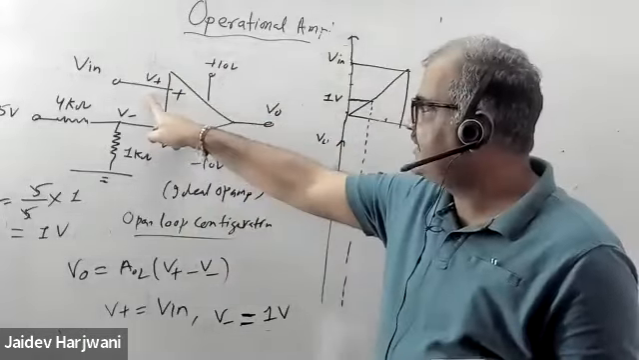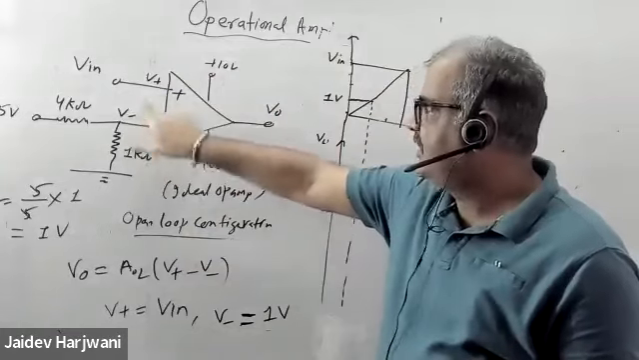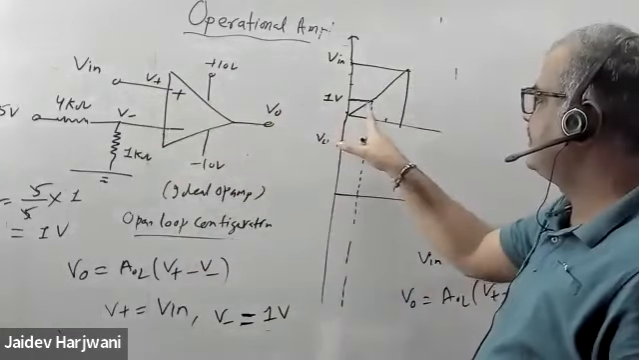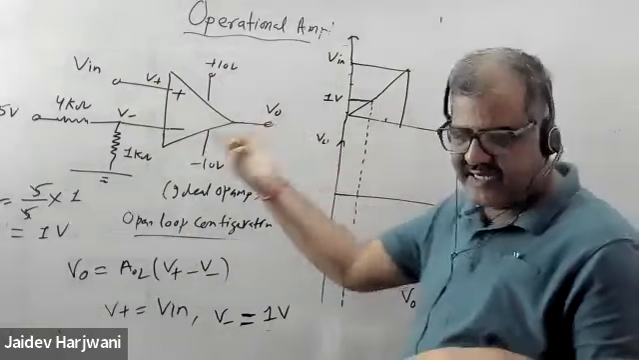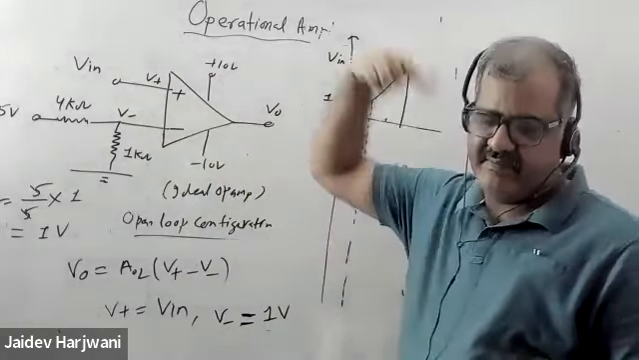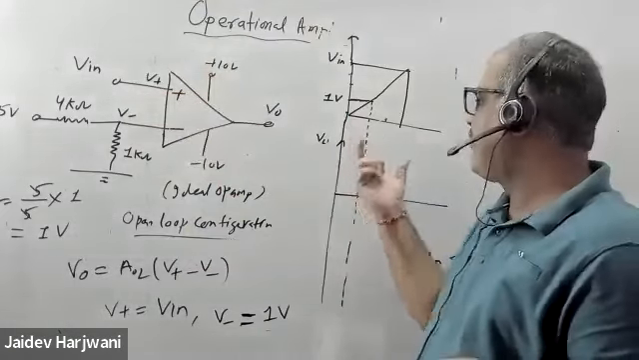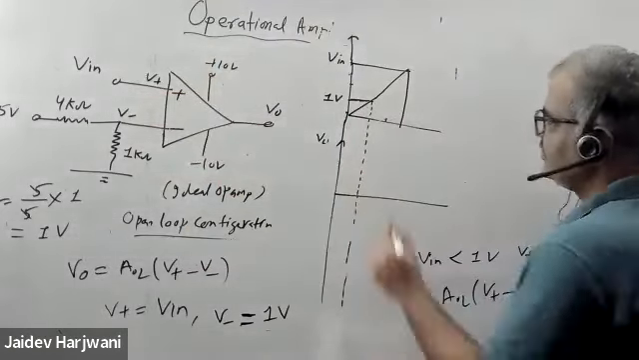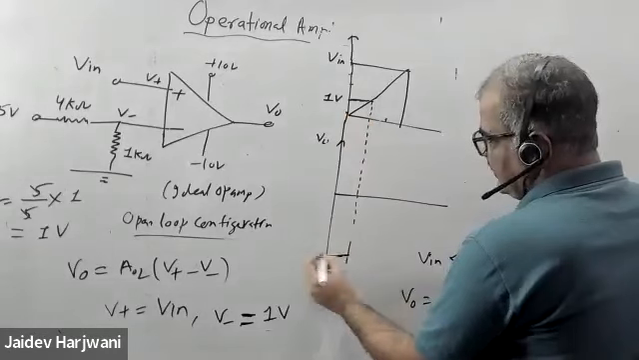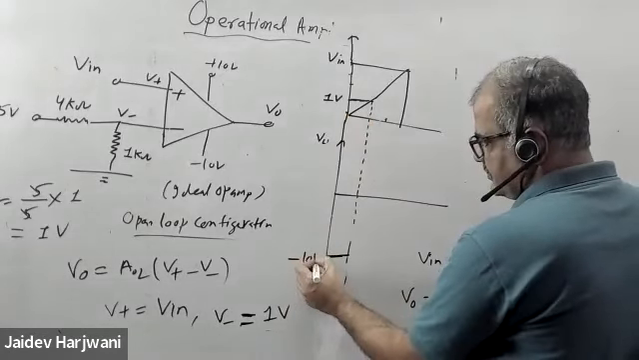So now this is less, this is more, this is 1 volt fixed, and this is less than 1 volt up to here. That means the difference is negative, and the negative gets amplified and becomes minus infinite. That means your output should now be minus VCC. So for this range, your output will be minus 10 volt.